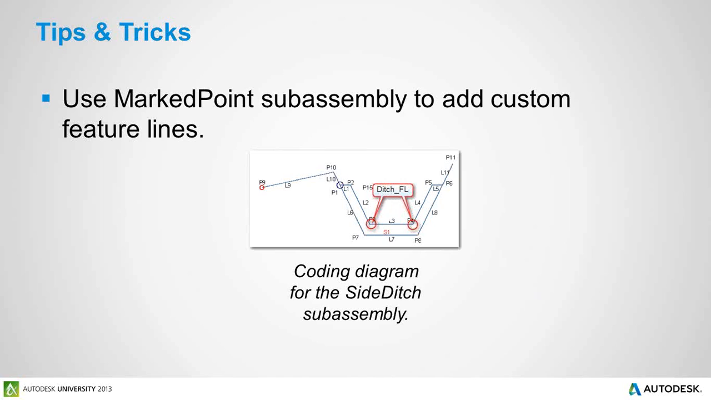So use mark points quite a bit to add in any kind of custom point code. That can also be used in cross sections when you're labeling, and you can put in specific codes for elements that you want labeled in your cross sections. So keep in mind that you may have to supplement your model with some of these points.